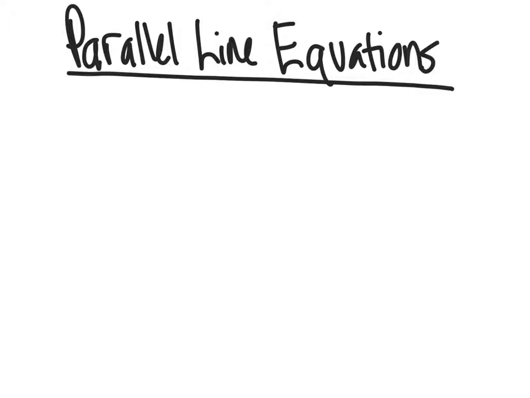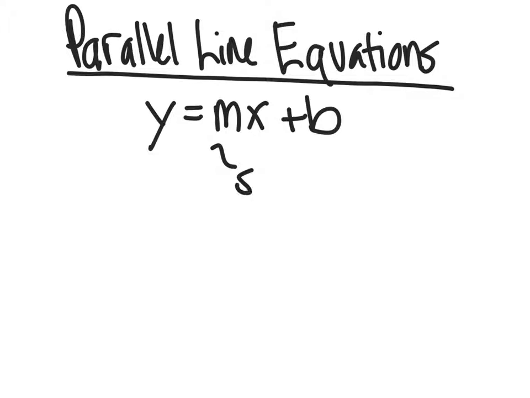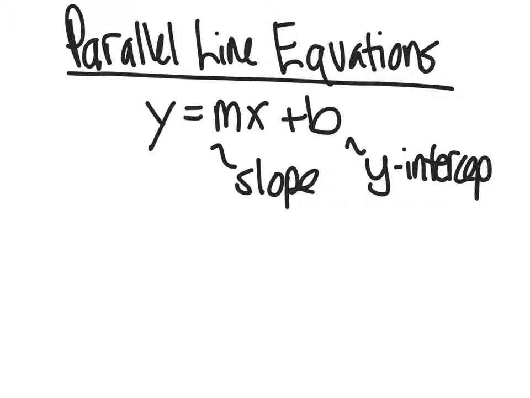Now, first of all, we want equations that are in slope-intercept form. If you remember, slope-intercept form is y equals mx plus b. M is your slope, and b is your y-intercept. That's going to come in handy, so remember that. You want to be familiar with this form and these terms. It's going to come in handy.